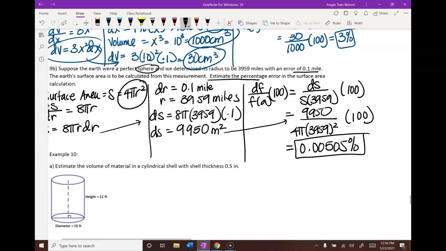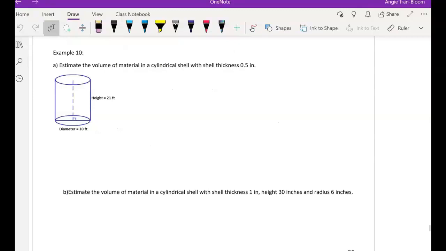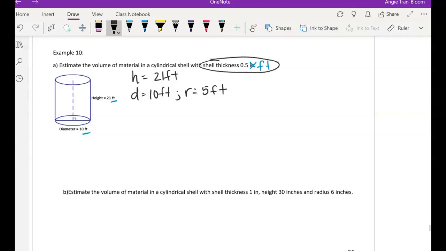All right, guys, so that's it. Example 10 from 4.5. Estimate the volume of material in a cylindrical shell with the shell thickness being 0.5. Let's correct that to feet, since these are all measured in feet. So the thickness of the shell is 0.5, or half of a foot. What we know based on the picture is that the height is 21 feet. We are given the diameter is 10 feet, which tells me the radius is going to be 5 feet. The shell thickness is half a foot.